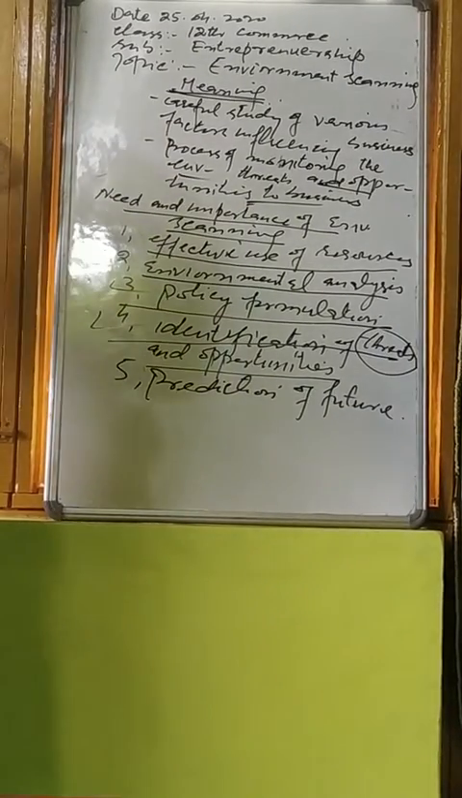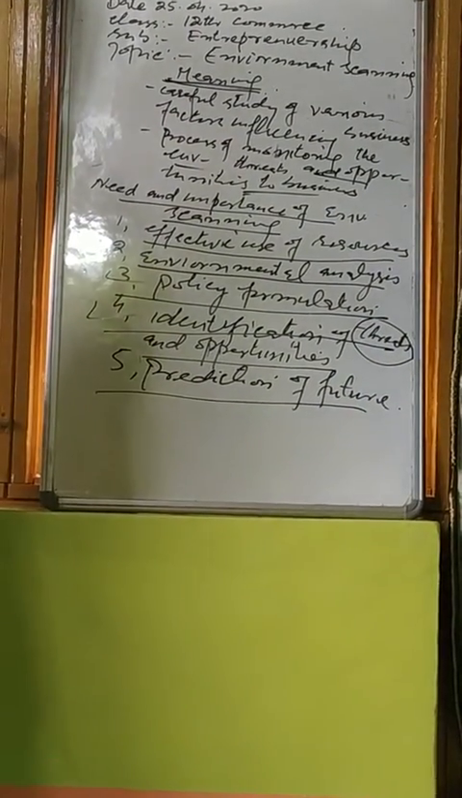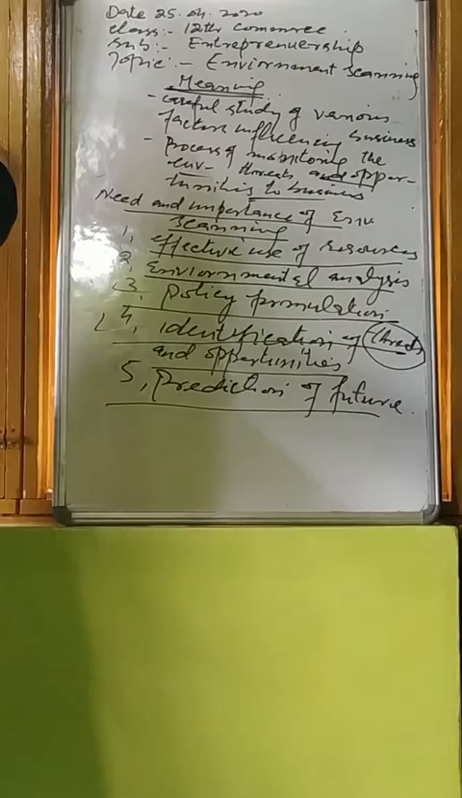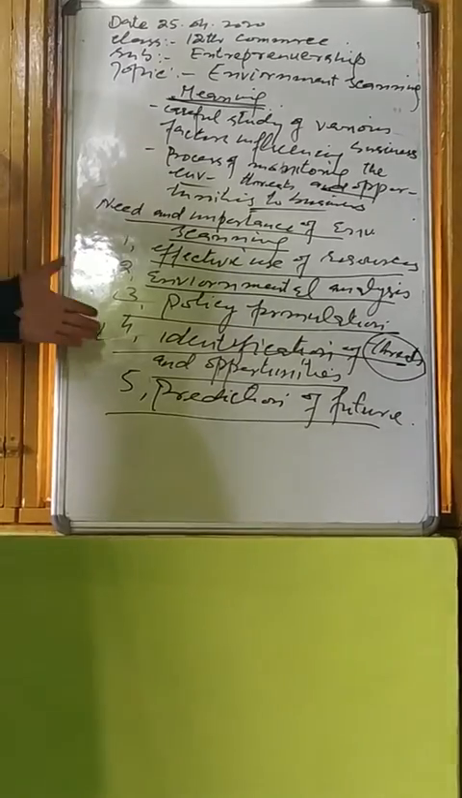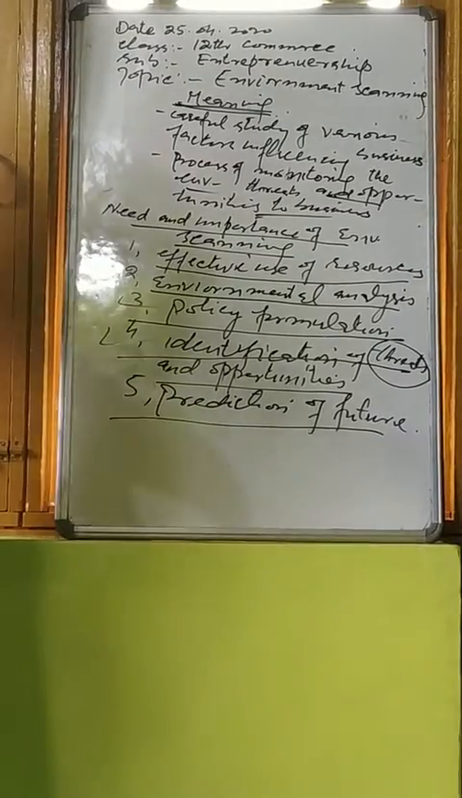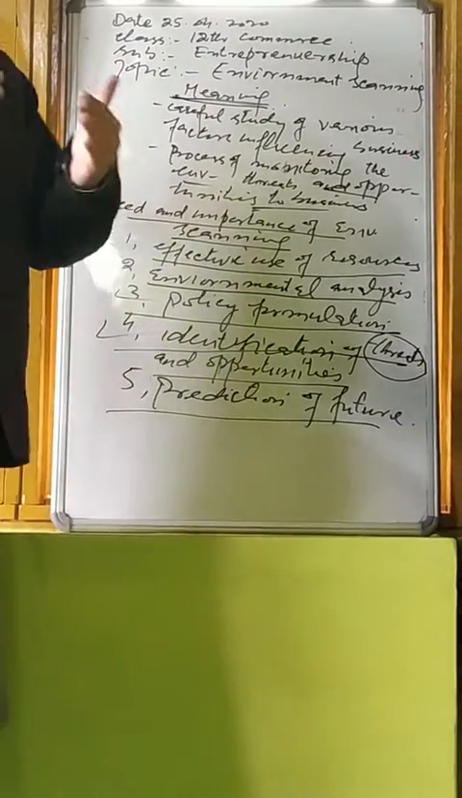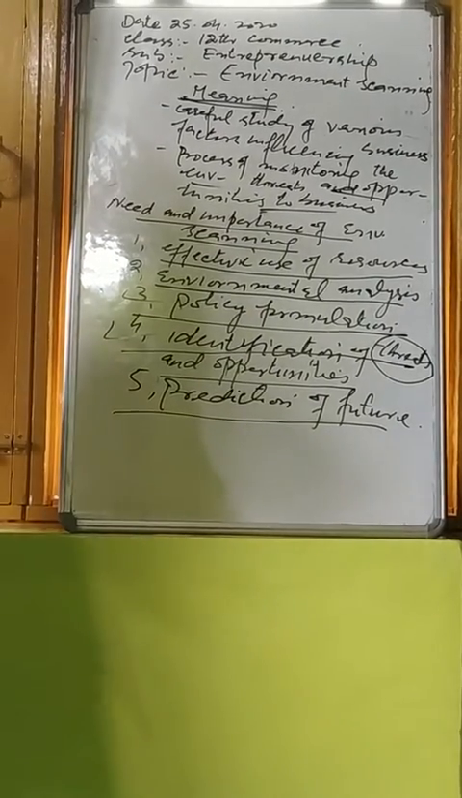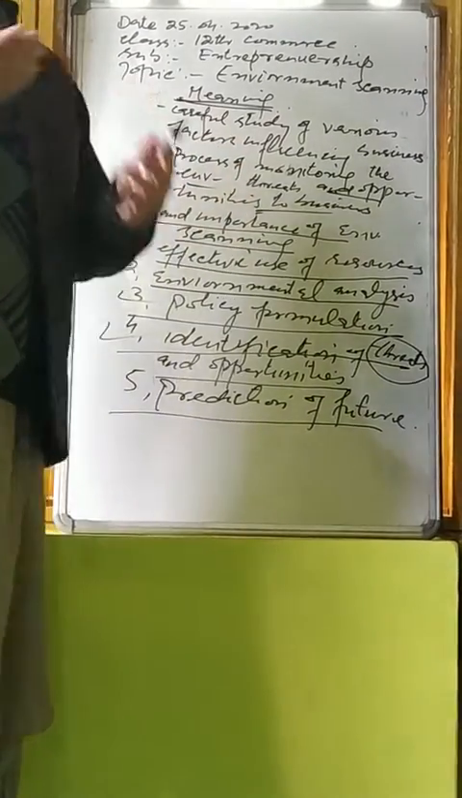Then the last one is prediction of the future. Dear students, it may be noted that this enterprise has a long future. For that particular future, the entrepreneur has to assess his position from time to time, and he has to predict that today his business is in such and such position, and on the basis of this present estimation, what would be the future possibility, what would be the future of his business. He has to predict.